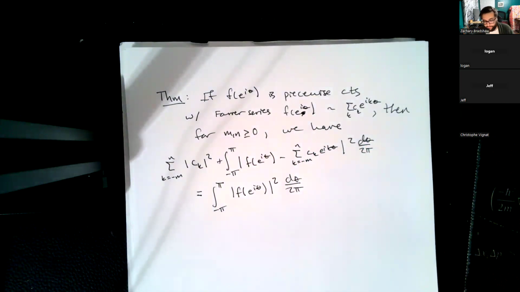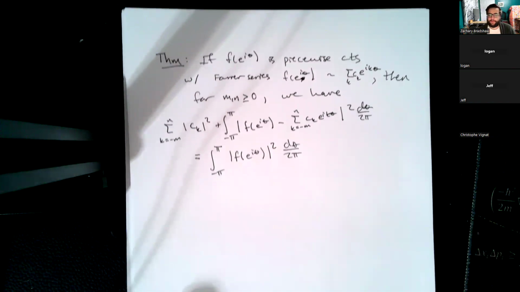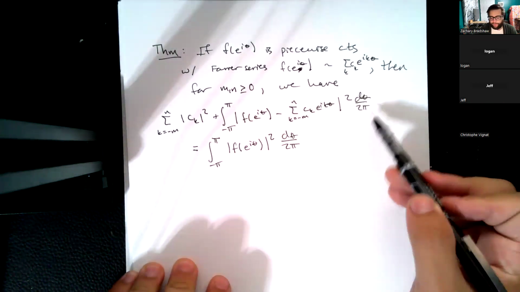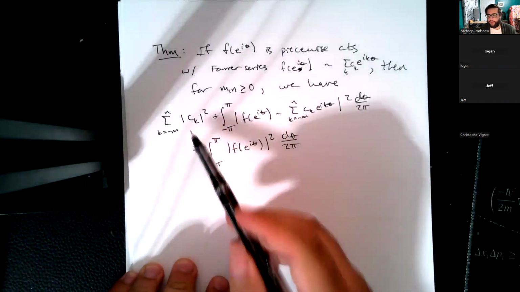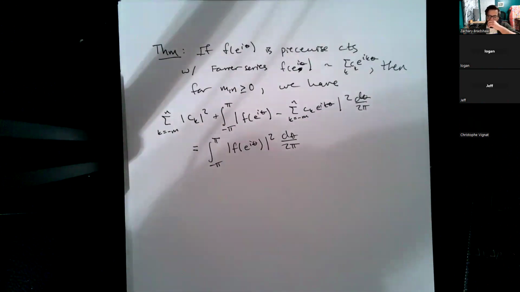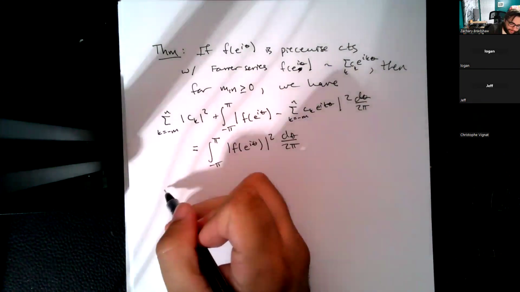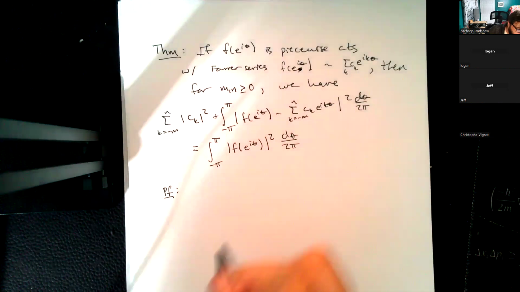Okay, so we're going to go ahead and prove this, but this is going to give us an inequality. We're going to move this guy to the right hand side and get an inequality for the sums of the moduli squared. So the L2 norm basically of the Fourier coefficients, and that's going to be called Bessel's inequality. But let's prove this result, which is a little stronger.